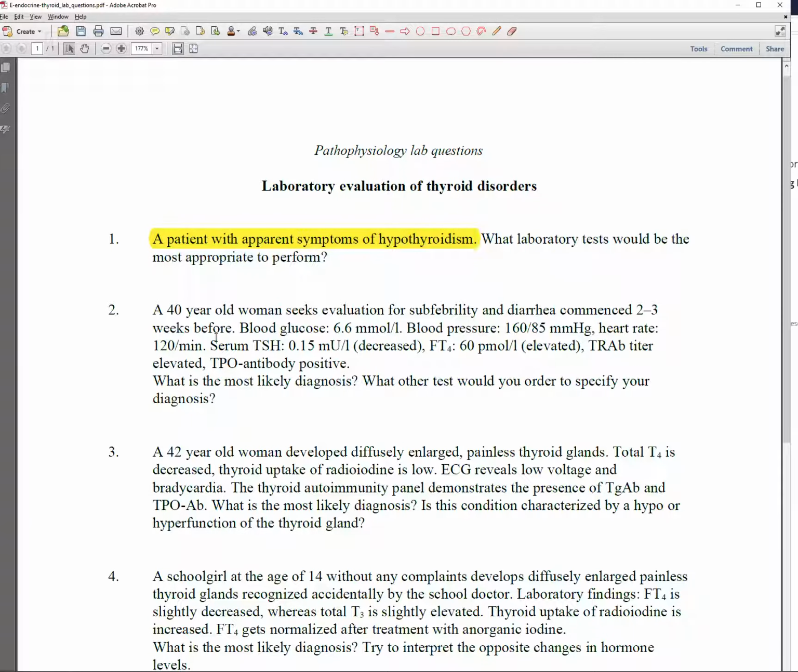So first of all, should I describe the symptoms of hypothyroidism? No, you don't. If it's asked, you can do it. You are free to do whatever you like.